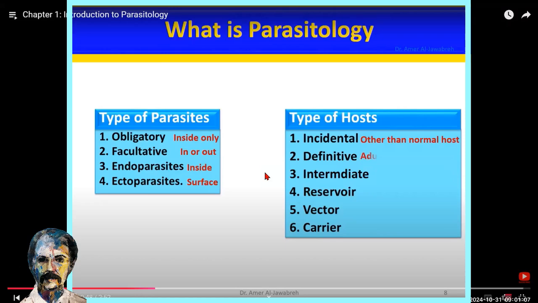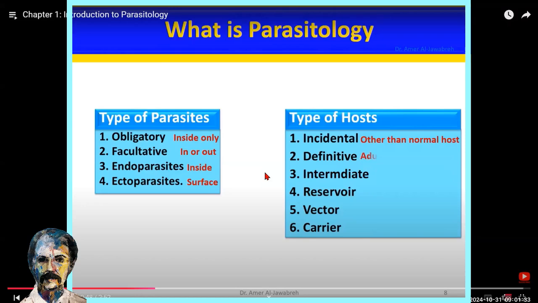What is a definitive host? It's the main host. It's the host that holds the adult. You know, some parasites have stages. You have an egg, you have a larva, and you have an adult. The host where the adult lives is the definitive host.